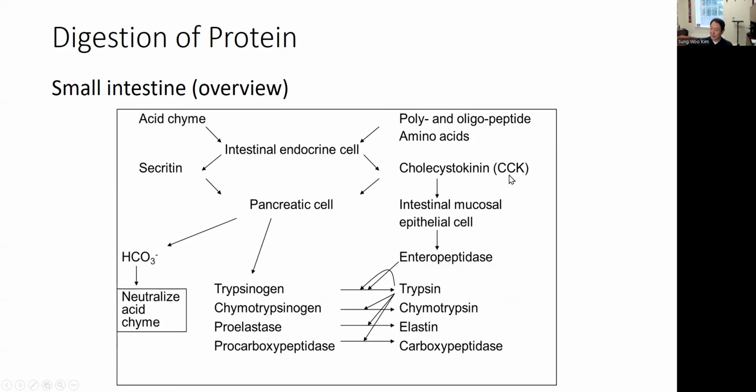But in addition to that, cholecystokinin will cause the secretion of enteropeptidase, or enterokinase, from intestinal mucosal epithelial cells. And this enterokinase, or enteropeptidase, will activate trypsinogen to trypsin. But when trypsin is activated, trypsin will cause the activation of the other zymogens. Okay? And now you know the function of these enzymes we just learned. Okay?